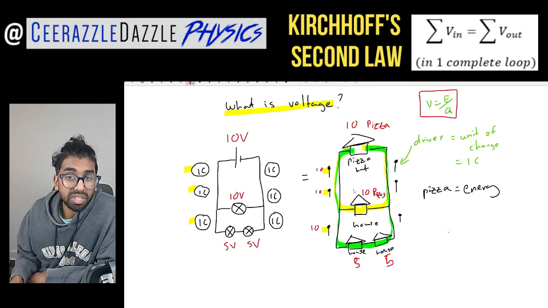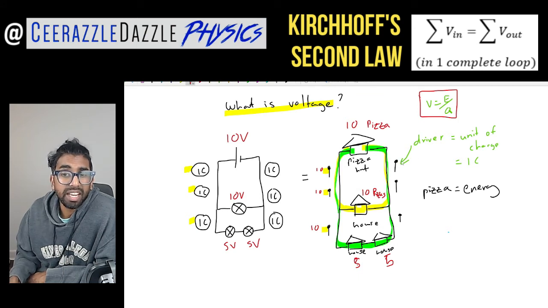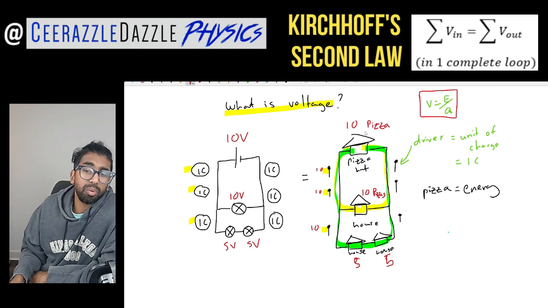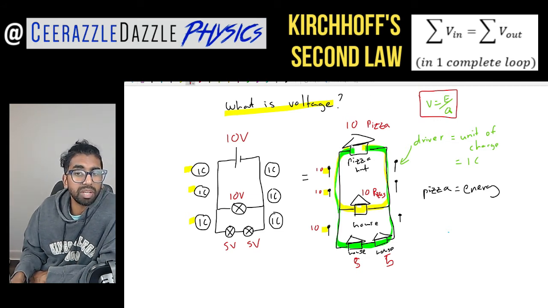This model helps us to understand it with Pizza Hut and a house and a delivery service. So each of my drivers represents a unit of charge. They go around the battery, they pick up the pizza, and they walk around and they deposit the pizza at the house each time here. And look, if you walk past the battery, you pick up 10 pizzas. In one loop, you must deposit it before it comes back. So that's the reason why you have 10 pizzas over here.